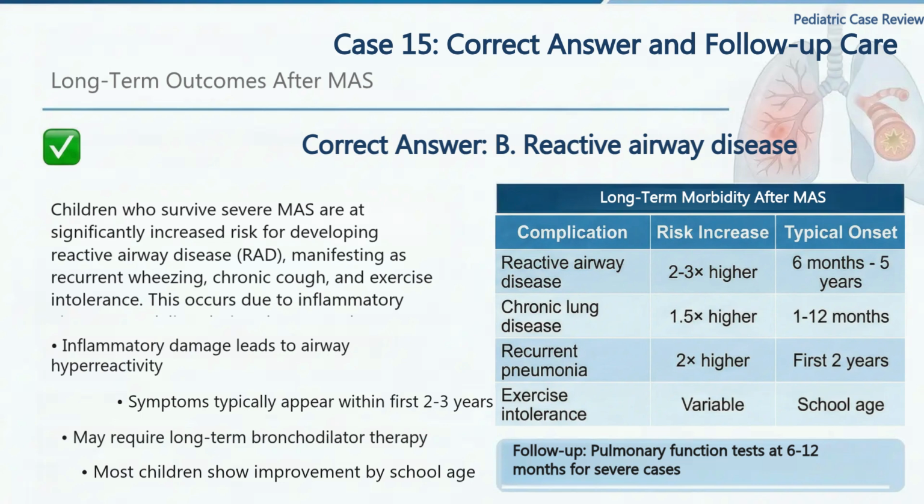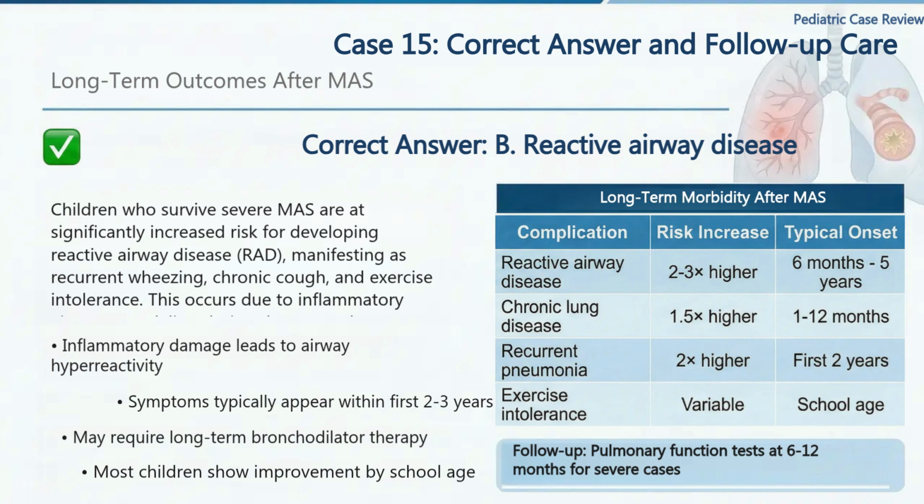Reactive airway disease. Children who survive severe Meconium Aspiration Syndrome are at significantly increased risk for developing reactive airway disease, manifesting as recurrent wheezing, chronic cough, and exercise intolerance. This occurs due to inflammatory airway remodeling during the acute phase. The risk of reactive airway disease is 2 to 3 times higher than in the general population, typically appearing within 6 months to 5 years of age.